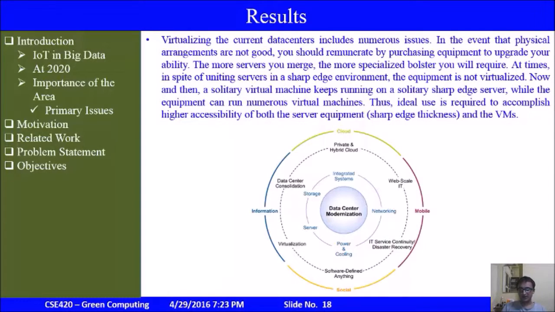So data center modernization in short includes cloud, information, social and mobile, which further includes data center consolidation, virtualization, software defined anything, IT service continuity, web scale IT, which further includes integrated systems, storage, server, power and cooling and networking.